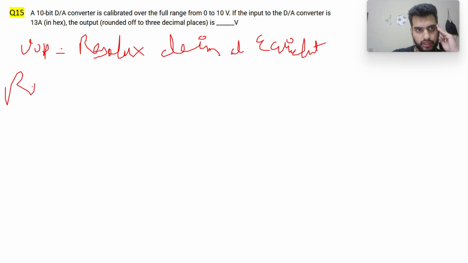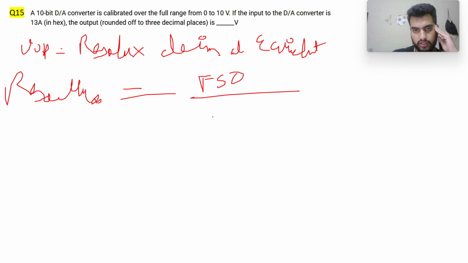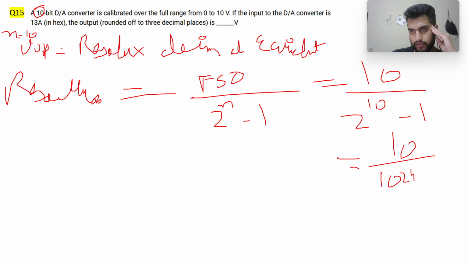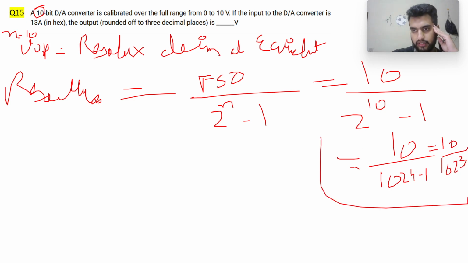So since it is a DAC, your resolution is equal to the full scale output voltage, as we did in the earlier questions, divided by 2 raised to power n minus 1. So your full scale output voltage is 10, divided by 2 raised to power 10 minus 1. Here n is equal to 10. So it is 10 by 2 raised to power 10, which is 1024, minus 1. So it's 10 by 1023. Right, keep it like this.